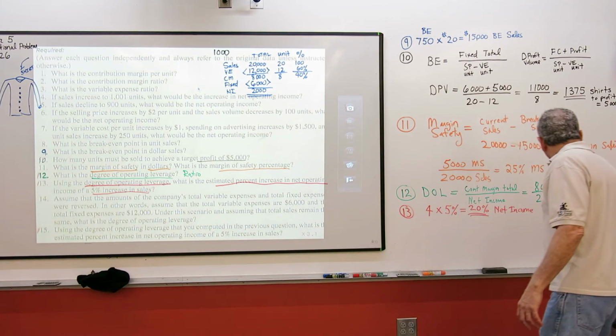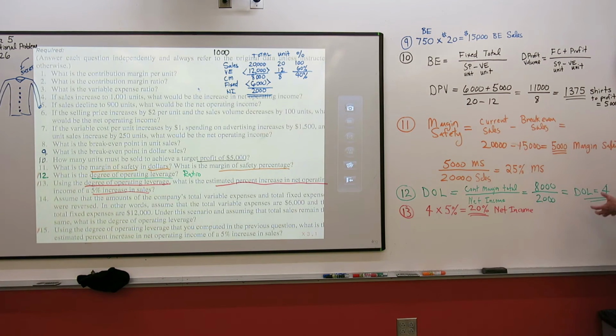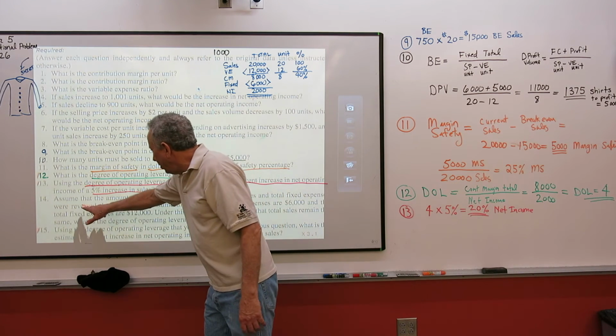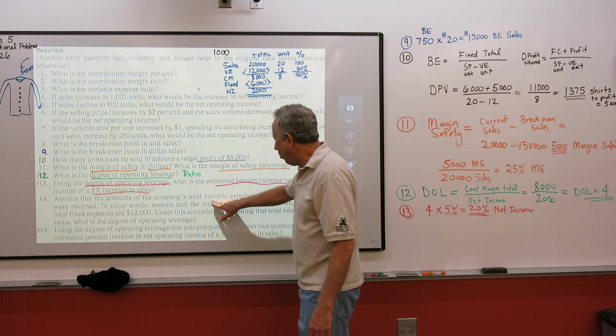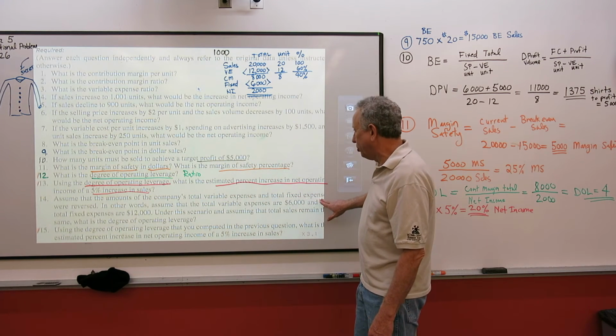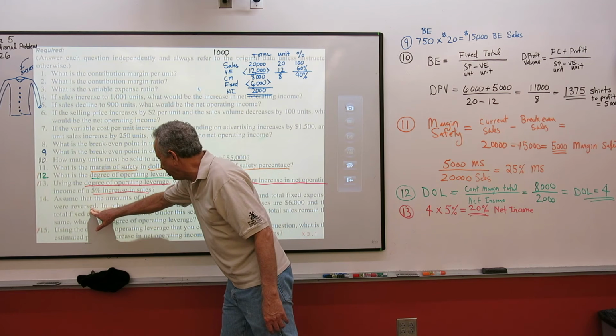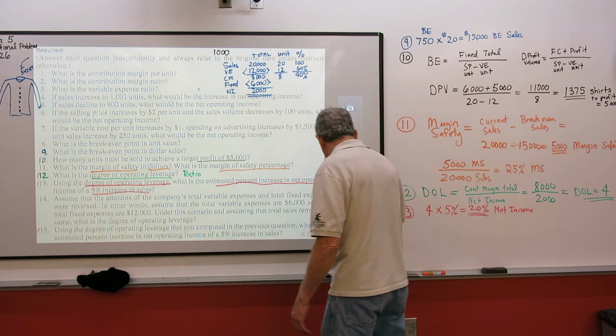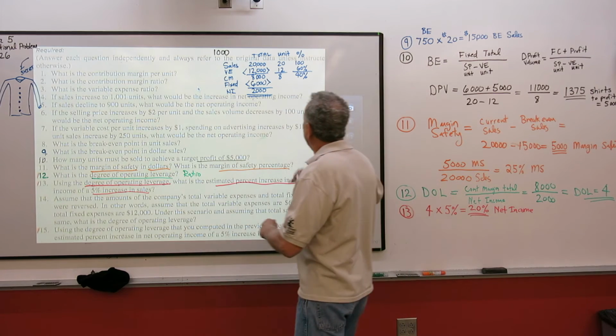So like everything, it's just like an engine: there's more risk when you have that high horsepower. You can think of degree of operating leverage as not only a measure of the effect on income from sales, but also a measure of risk. And that's what this next part of the problem addresses. It says, assume the amounts of the company's total variable expenses and total fixed expenses were reversed. We don't have to read the rest of it. That's what they want us to do. They want us to reverse them.